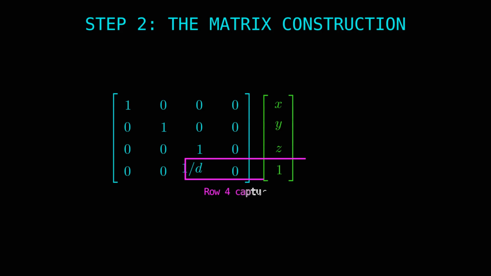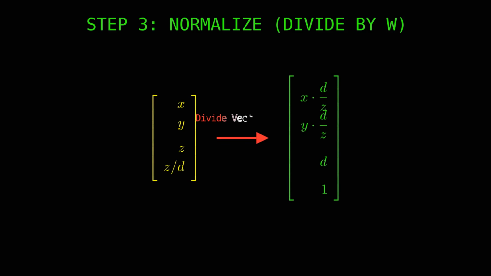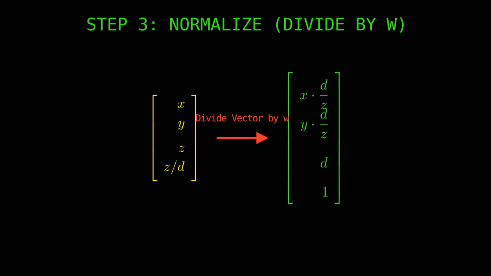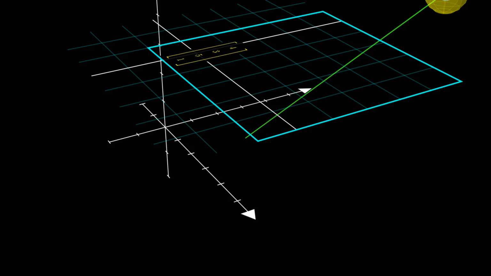Notice the bottom row: 0, 0, 1 over d, 0. We placed these values deliberately. When they multiply our vector, they snatch the depth z and place it into the w slot. Now, our vector holds the depth in w. Finally, the graphics pipeline performs the perspective divide. It automatically divides the whole vector by w. This executes the math we needed all along, shrinking the object based on its distance.